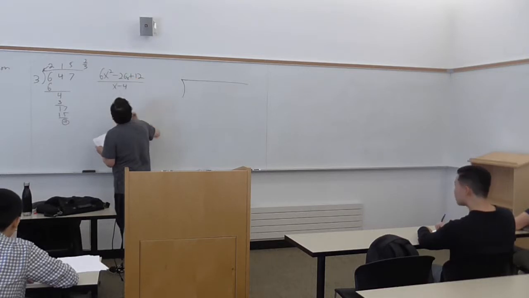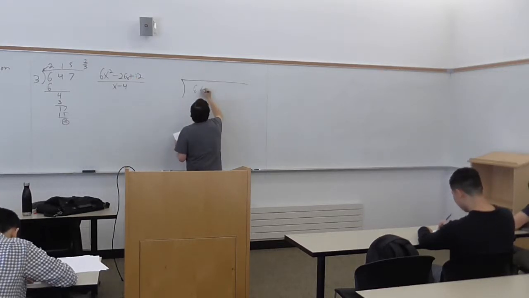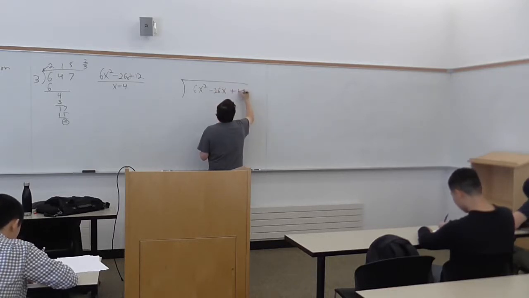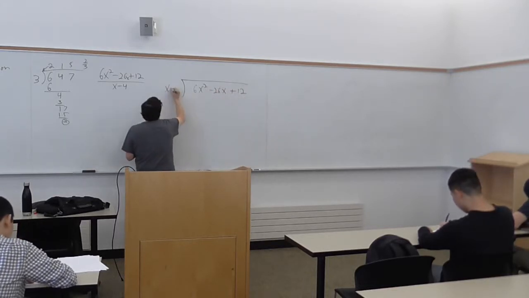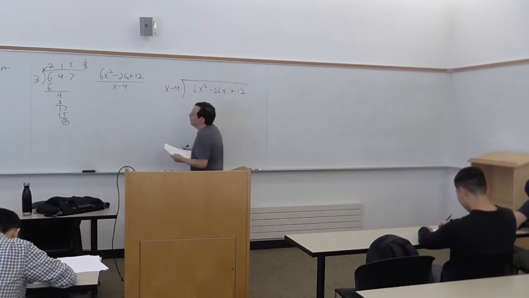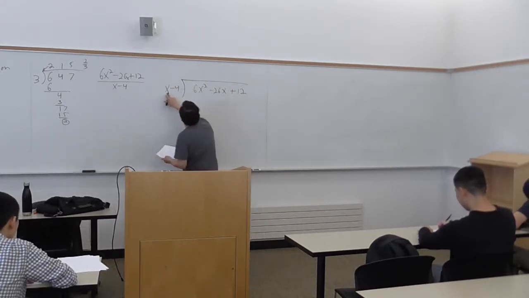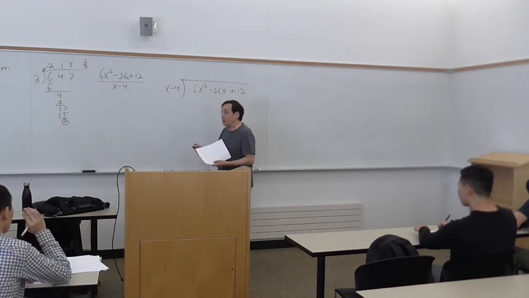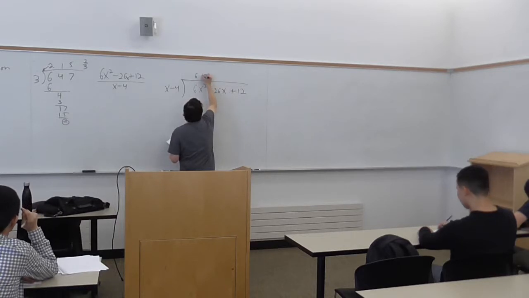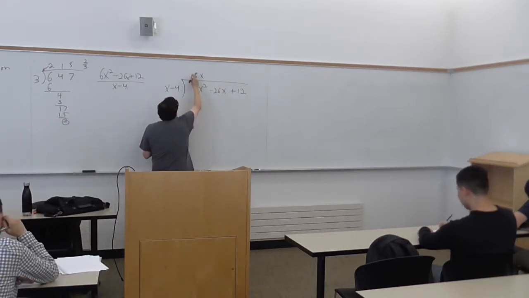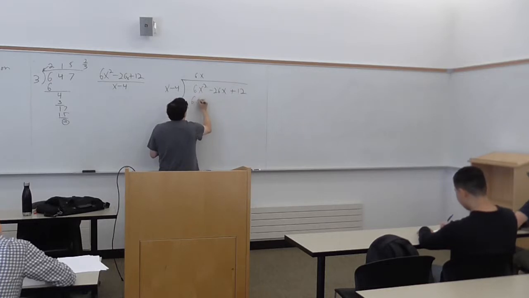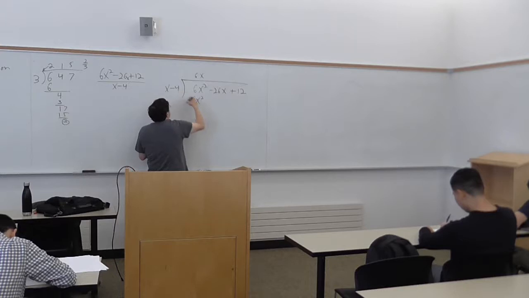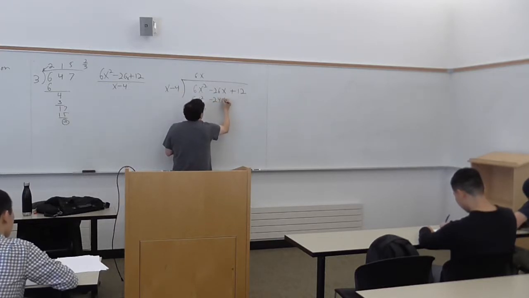The divisor goes there. 6x squared minus 26x plus 12, divided by x minus 4. It looks pretty much the same as long division of numbers. You look at the x and you say, how many times does that go into 6x squared? Well, it goes in 6x times. We multiply. This better match, so it drops out. Minus 24x.